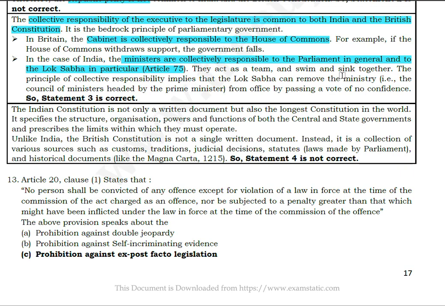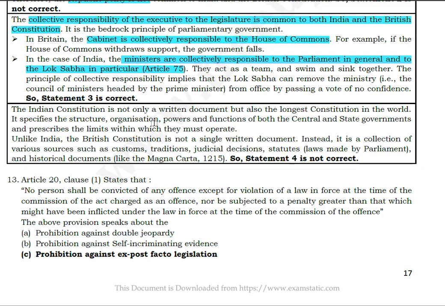The principle of collective responsibility implies that the Lok Sabha can remove the ministry, that is the Council of Ministers headed by the Prime Minister, from office by passing a vote of no confidence. The Indian Constitution is not only a written document but also the longest constitution in the world. It specifies the structure, organization, powers, and functions of both the central and the state governments and prescribes the limits within which they must operate.